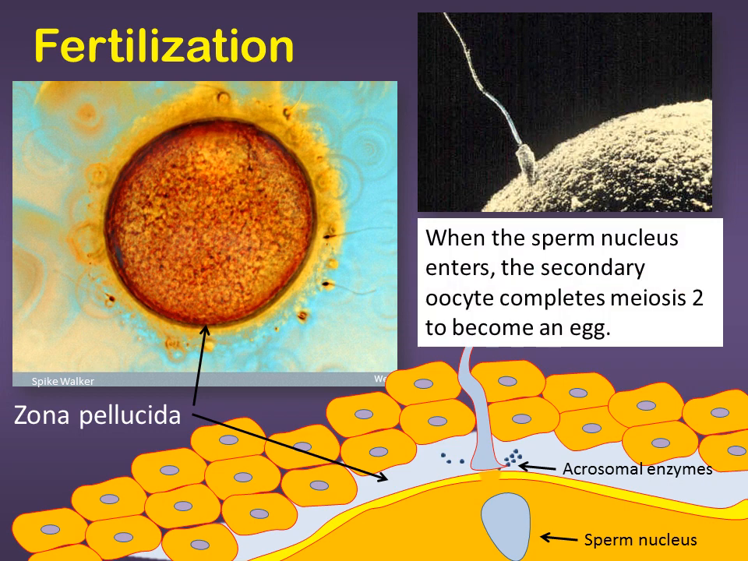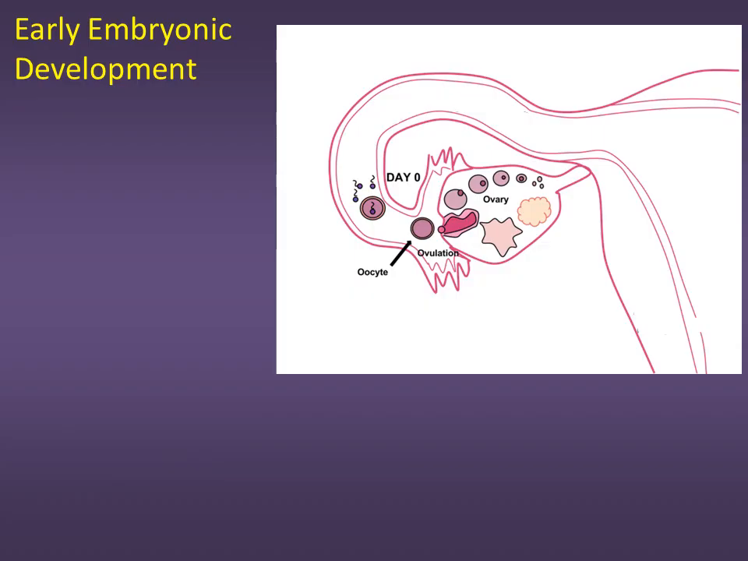When that occurs, the secondary oocyte completes meiosis II to officially become a haploid egg. Now at that point, the egg nucleus and the sperm nucleus unite, and two sets of chromosomes come together to form the first diploid cell. So again, the sperm meets the egg in the oviduct, and that forms the diploid zygote cell.